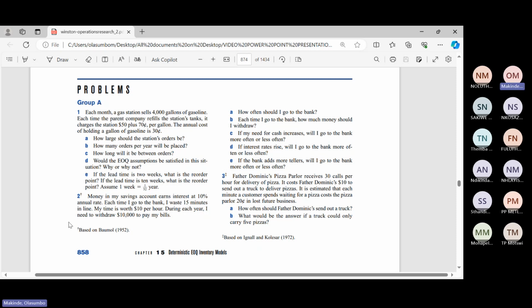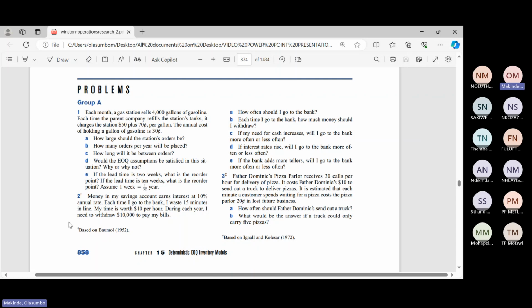Each time I go to the bank, I waste 15 minutes in line. My time is worth $10 per hour. During each time, I need to withdraw $10,000 to pay my bills. Then the first question is, how often should I go to the bank?